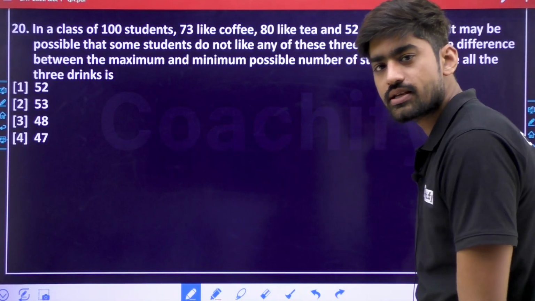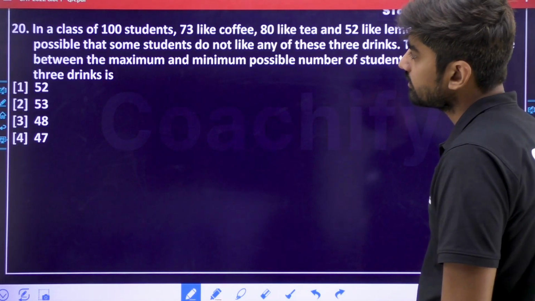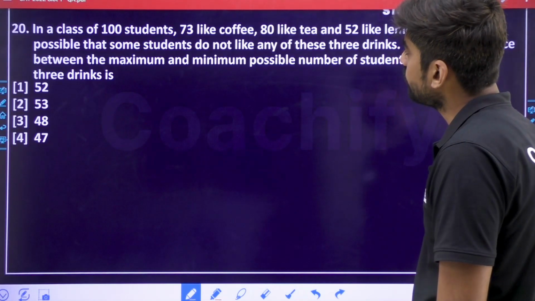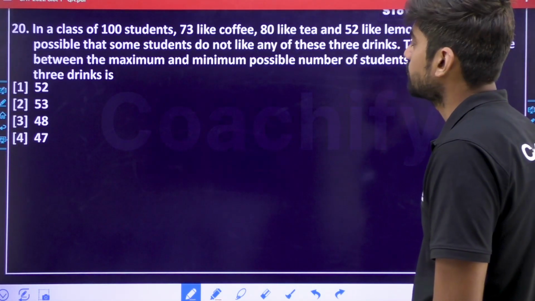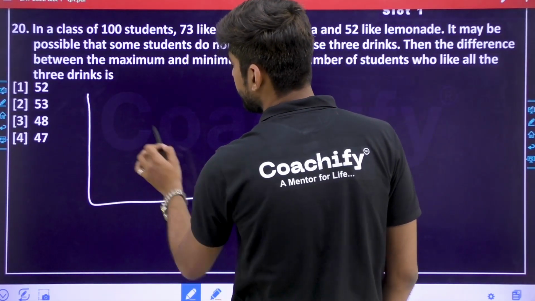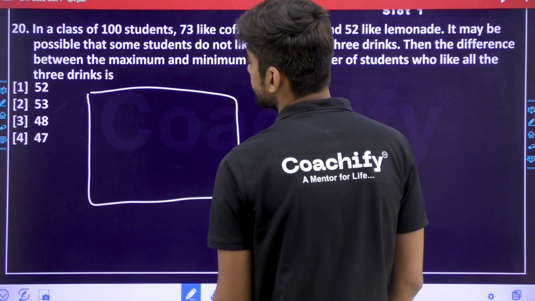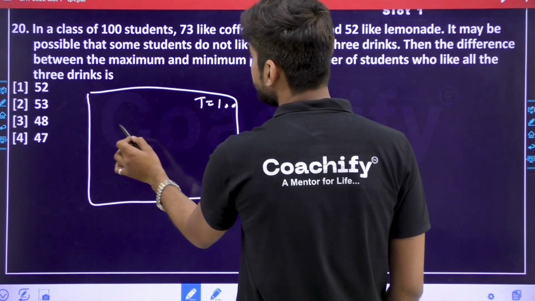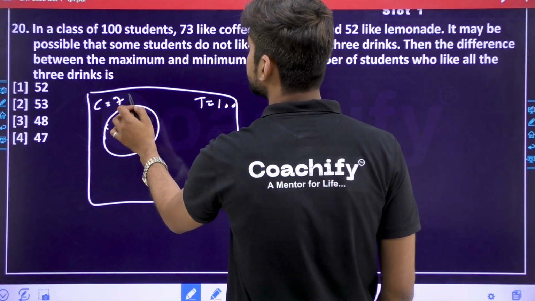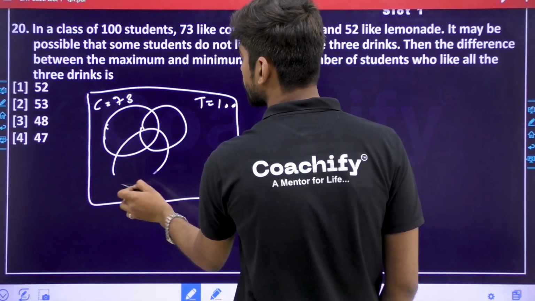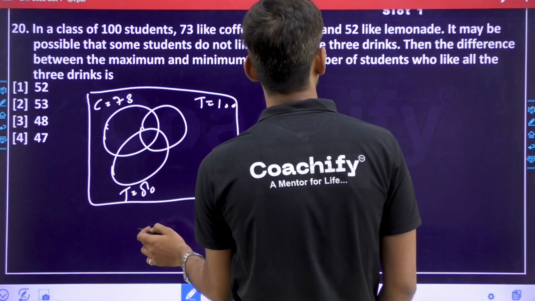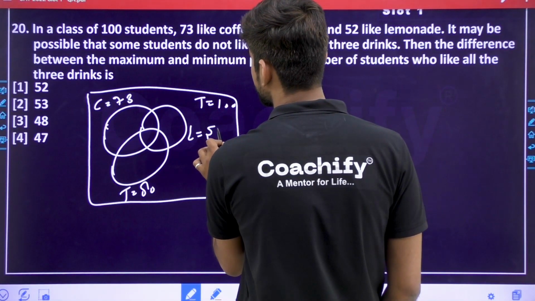This is a beautiful question based upon Venn diagram. The question says there's a class having total students equal to 100. 73 like coffee, 80 like tea and 52 like lemonade. Okay, let's do one thing. Let's draw the Venn diagram first. So it says that total is nothing but 100, and coffee lovers are 73. Then tea lovers 80 and you have lemonade lovers, which is equal to 52.